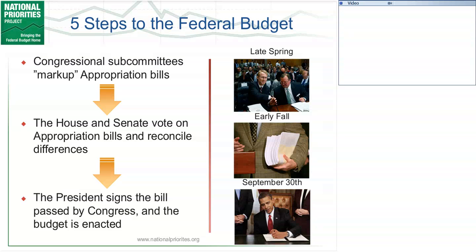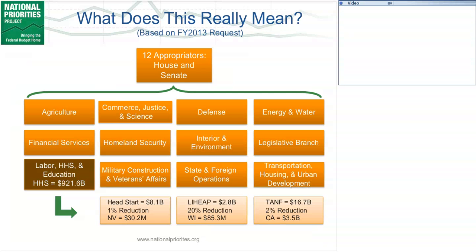So what does that mean on a practical level? This slide shows the 12 appropriations subcommittees which exist in both the House and the Senate. And using the Labor, Health and Human Services, and Education Subcommittee as an example, in the lower left-hand corner, we'll see that the administration is requesting for Health and Human Services just over $920 billion for the coming fiscal year. It then falls to the members of the Labor, HHS, and Education Subcommittee to determine just how this money will be divided. Some examples of how these programs will be divided appear below.